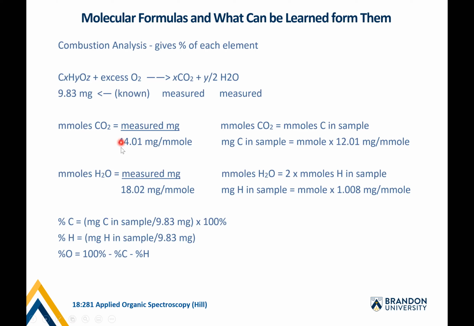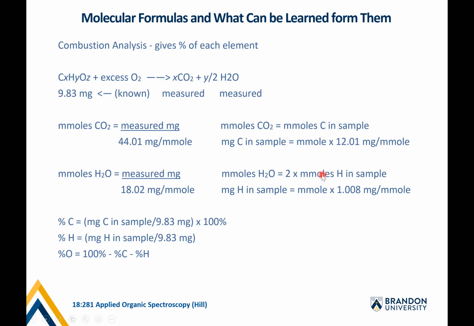And we can determine the millimoles of the carbon dioxide, because that's what this is here. Take the measured amount, and this will give us the number of millimoles of carbon dioxide. And because there's one carbon in this molecule, the number of millimoles of carbon dioxide is going to equal the number of carbons in the sample. In the case of water, there's two hydrogen atoms in water. So whatever millimoles or moles of water we determine, the number of moles of hydrogens is twice that amount, because there's two hydrogens in each molecule of water.